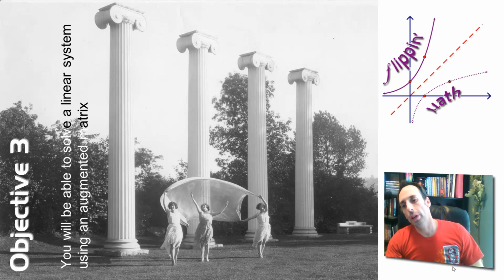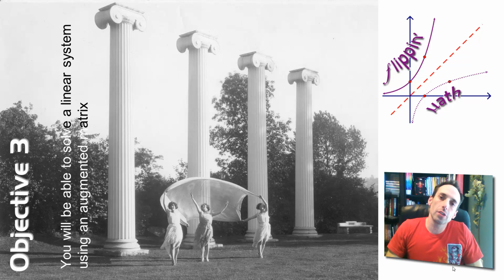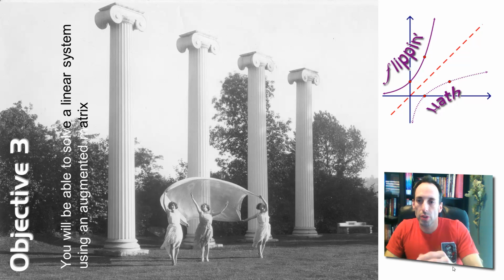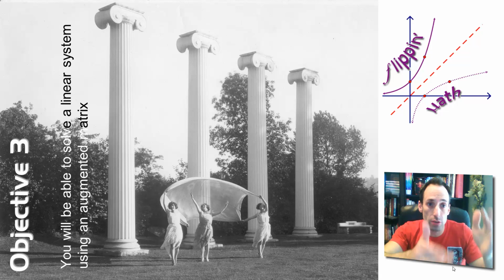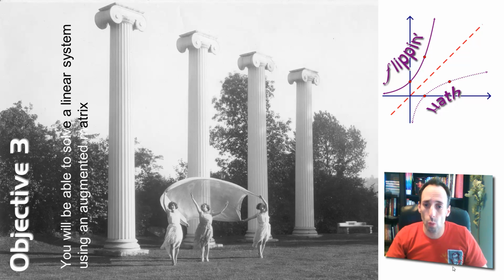So objective 3 is being able to solve a linear system of equations by using an augmented matrix. Again, in this picture, you've got a whole bunch of columns, and that's what we're doing with the augmented matrix. We're putting in an extra column. It is all of the answers, all the constant terms, and then what are those three girls doing there? I don't know, maybe one's X and one's Y and one's Z.